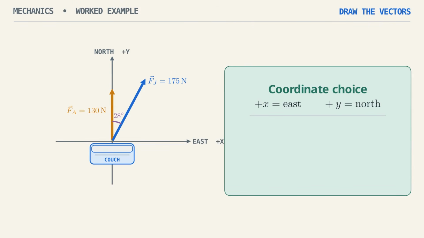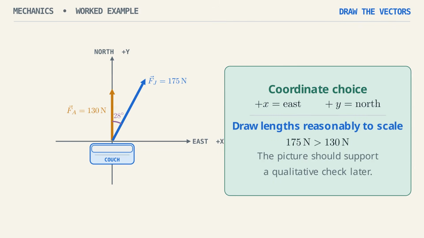Draw east horizontally and north vertically. Andrea's force lies exactly on the north axis. Jennifer's force points east of north, so it tilts to the right from the north axis by 28 degrees. The drawing need not be exact, but make the 175 newton arrow visibly longer than the 130 newton arrow. A reasonable sketch helps us anticipate a resultant that points mostly north with a smaller east component.